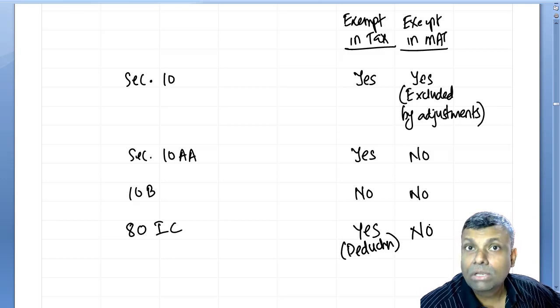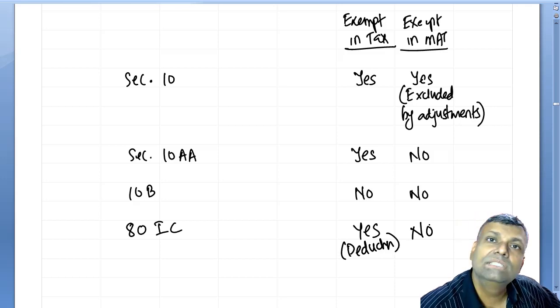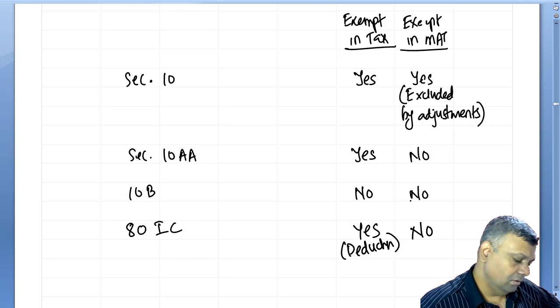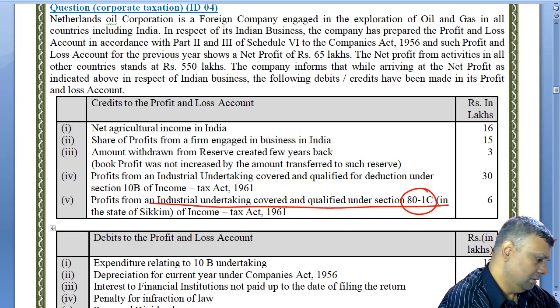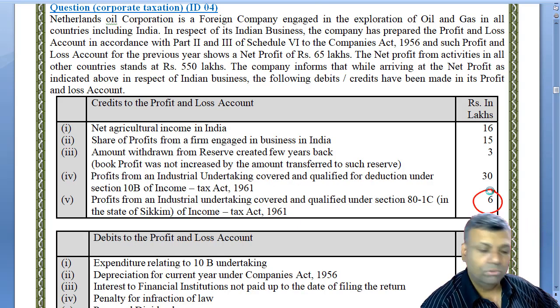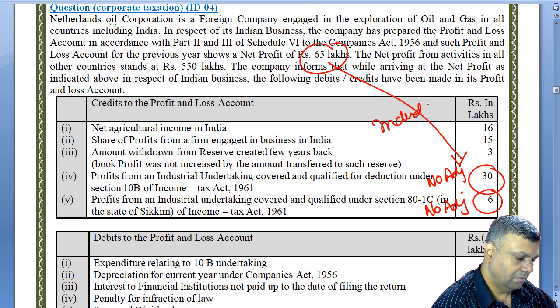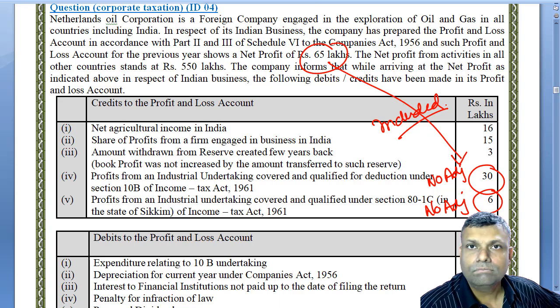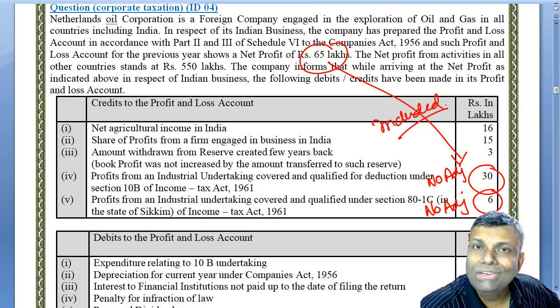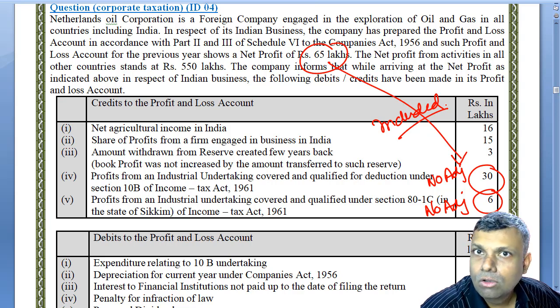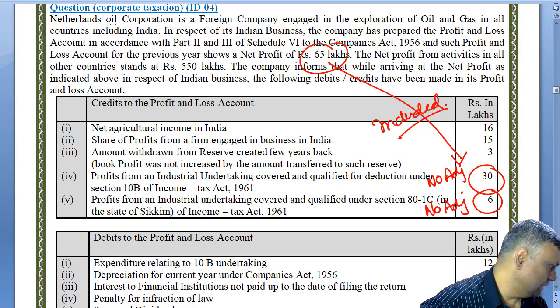That means it is not exempt in MAT, because when it is not excluded from the MAT, that means it is taxable in the MAT, because by default 65 lakh rupees, your profit as per P&L, includes all these figures and there is no exclusion. So if you come to this particular point here, are you supposed to do any adjustments in the MAT provisions? There are no adjustments defined. These also, no adjustments are defined. That means logically all these figures are included in the 65 lakhs. They are already included. And therefore it is taxable in the MAT provisions. So no such specific adjustment.